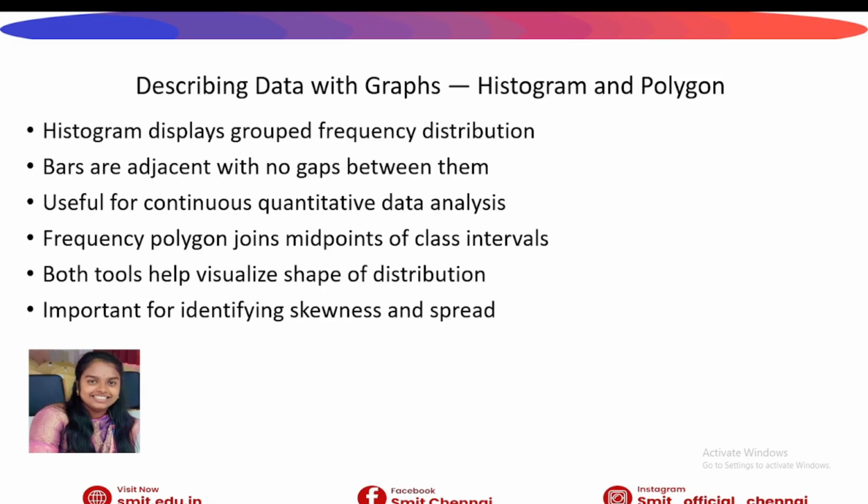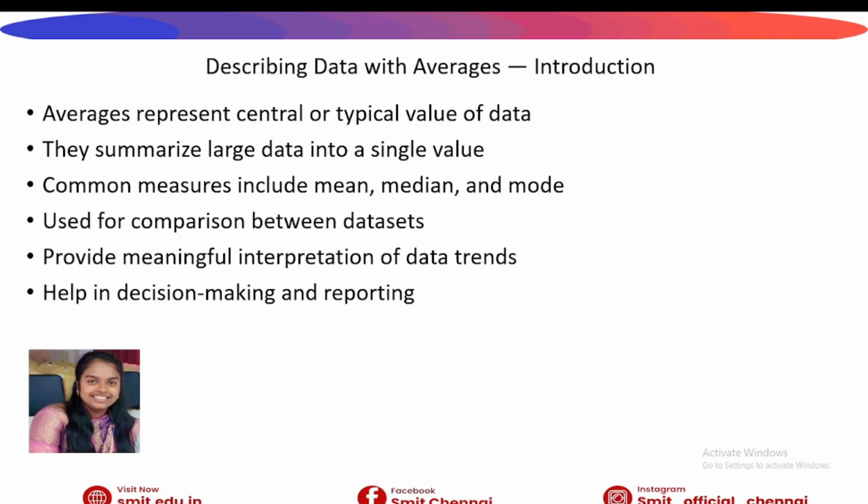And then we are moving on to graphs like the histogram and the frequency polygon. This is also one of the types of graphs. A histogram displays group frequency distribution. Bars are adjacent with no gaps between them. Useful for continuous quantitative data analysis. A frequency polygon joins midpoints of class intervals. Both tools help visualize the shape of a distribution, important for identifying skewness and spread.